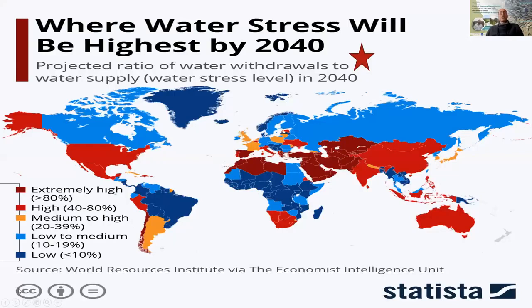This map shows where water stress will be highest by 2040. We have here the projected ratio of water withdrawal compared to water supply every year in 2040. As we can see through this map, the MENA region, Middle East and North Africa, corresponds to a region with extremely high water stress by 2040.